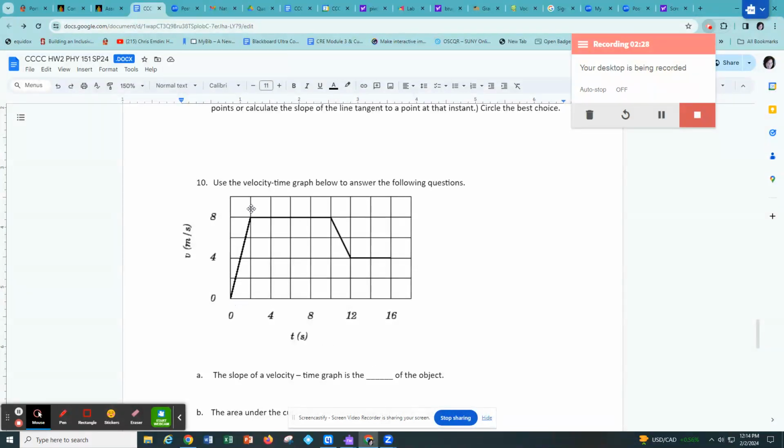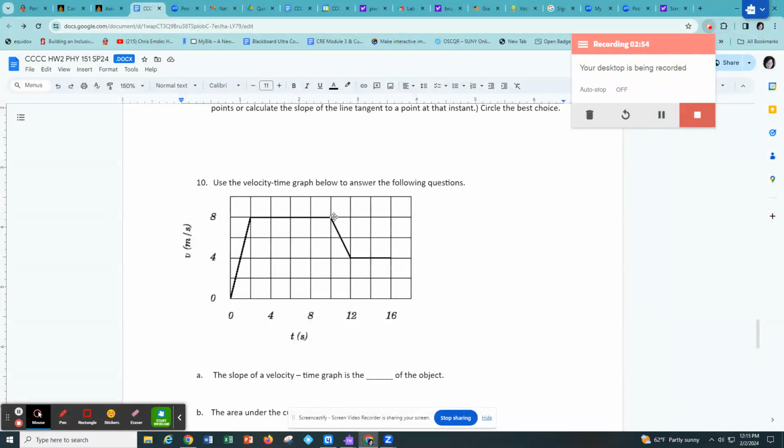If you have a constant slope, you have a constant acceleration, like in our lab, right? If you have no slope, you have no acceleration. And since this is all on 8 meters per second, it means you're traveling at a constant speed. So you were getting faster here for the first second. And from 1 second to 10 seconds, you were traveling at a constant speed.